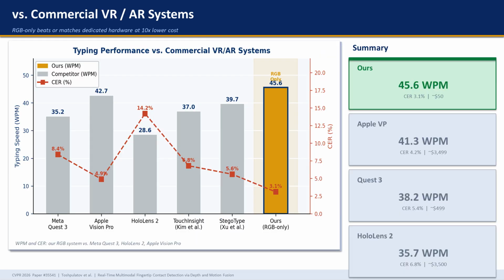Comparing against commercial platforms from Table 4 of the paper, MetaQuest 3 achieves 35.2 words per minute with 8.4% error. Apple Vision Pro achieves 42.7 words per minute. Our system achieves 45.6 words per minute with 3.1% character error rate, the best on both metrics, using only a standard RGB camera without any additional depth sensing hardware.